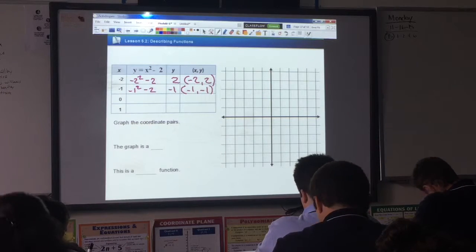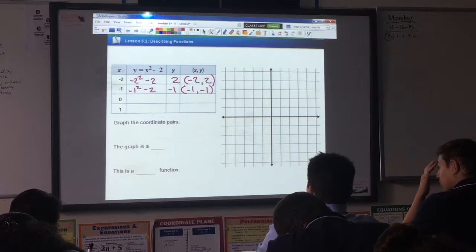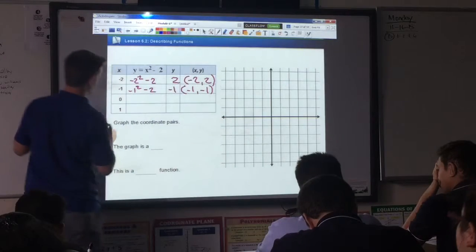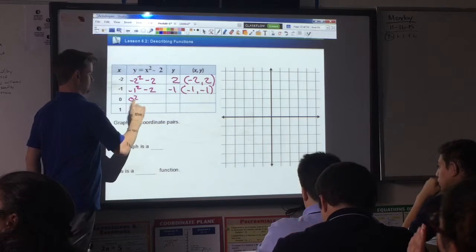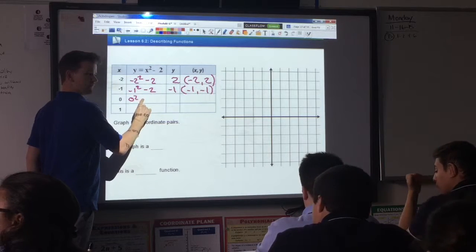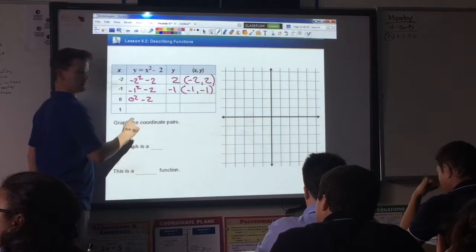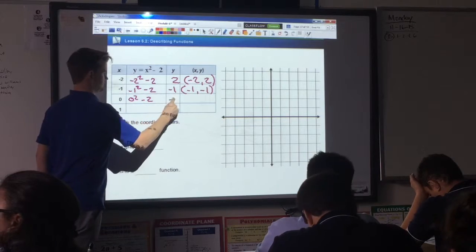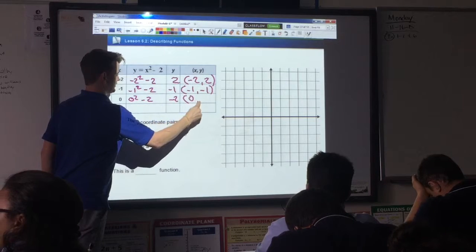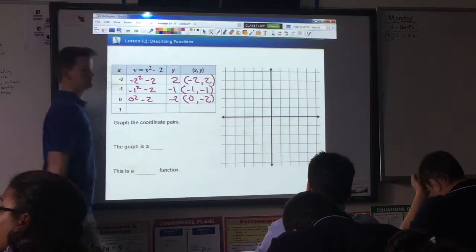Let's go to Maria Maldonado. We're going to have you substitute in 0. So tell me, what am I going to write? You're going to write 0 to the second power, also known as 0 squared, same thing. 0 squared, or 0 to the second power, minus what? 2. What is 0 squared? 0. And 0 minus 2 is? Negative 2. Perfect. So we substitute in 0, we get out negative 2.